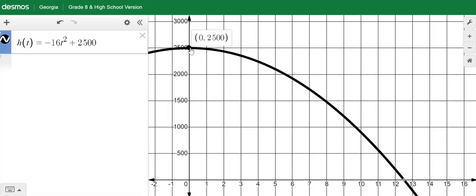So it starts right here because at time 0, the apple was at 2,500 feet high. Okay. And then we can slowly see the decrease. Eventually, it's going to hit the ground.